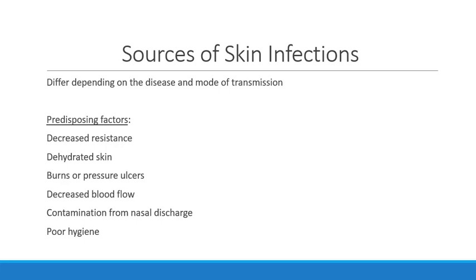Sources of skin infections will differ depending upon the disease and the mode of transmission. Predisposing factors to skin infections include ones having a decreased resistance, dehydrated skin, burns or pressure ulcers, having decreased blood flow, contamination from nasal discharge, and poor hygiene.